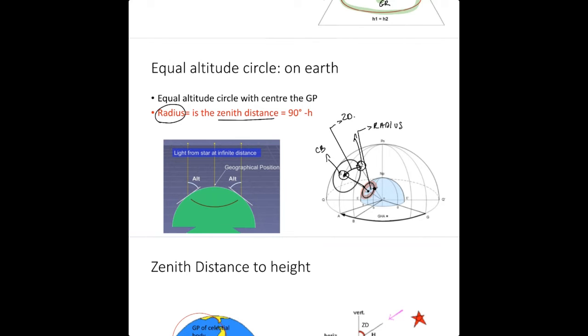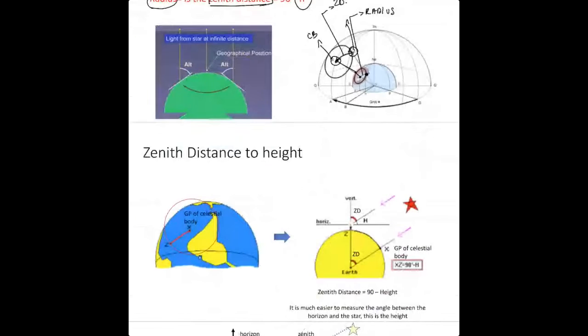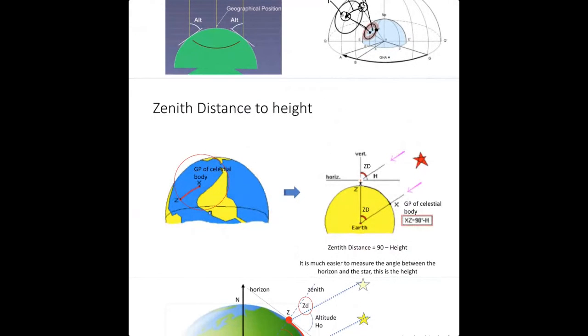Now, can we determine in practice the zenith distance? No, we cannot. But what can we determine? We can determine the altitude of the celestial body. And we know that if we subtract the altitude from 90 degrees, we get the zenith distance. Well, this is once again represented in another way.